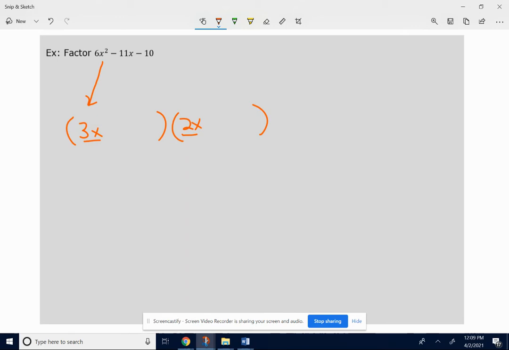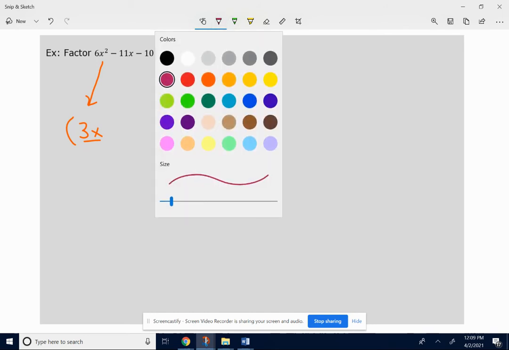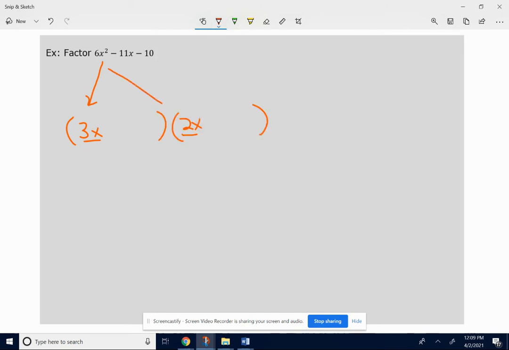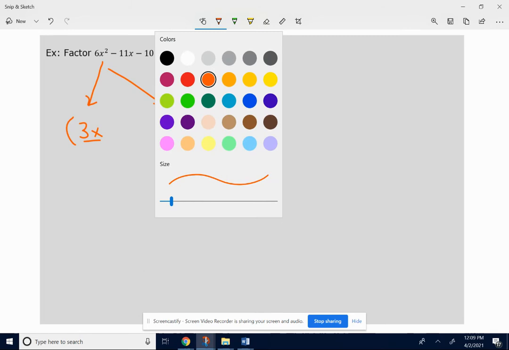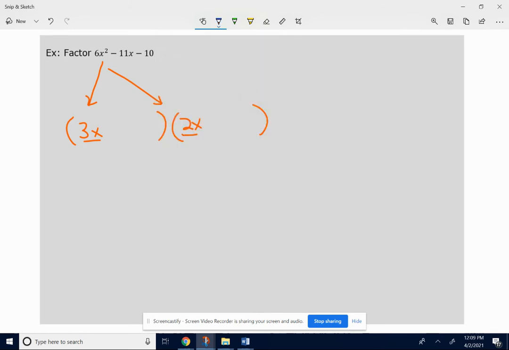Okay, I'm just trying something. And now I want to think about, I'll use a different color. What is a way that I could come up with negative 10 by multiplying two things together? Okay, it could be a positive 10 and a negative 1. Could be a negative 1 and a positive 10. I'm just going to try a positive 5 and a negative 2.